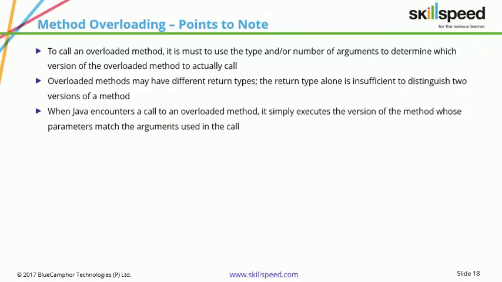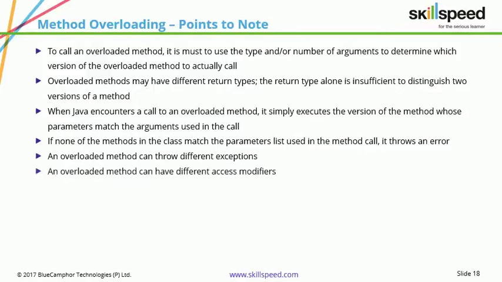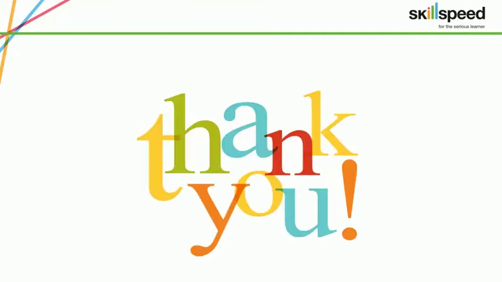When Java encounters a call to an overloaded method, it simply executes the version of the method whose parameters match the arguments used in the call. If none of the methods in the class match the parameter list used in the call, it will just throw an error. An overloaded method can throw different exceptions. An overloaded method can have different access modifiers also.